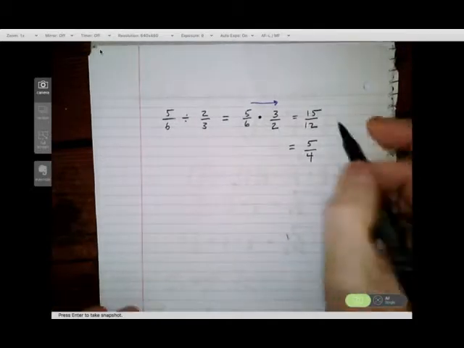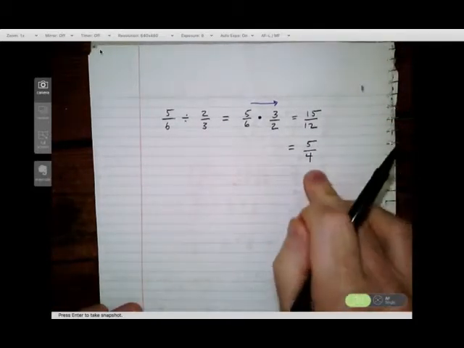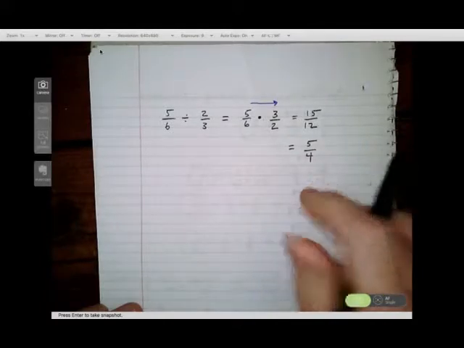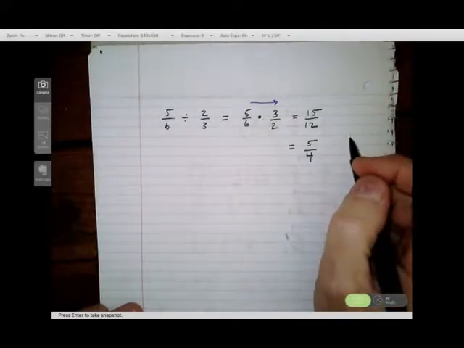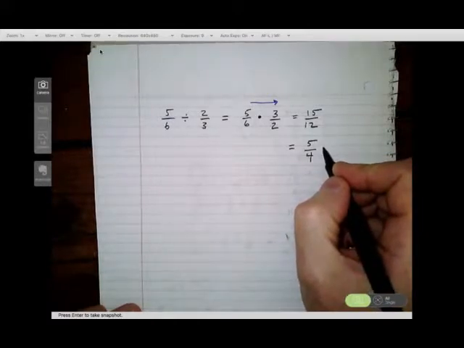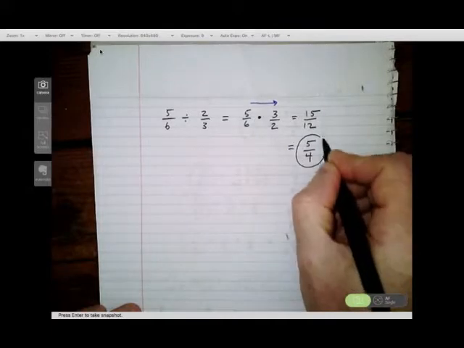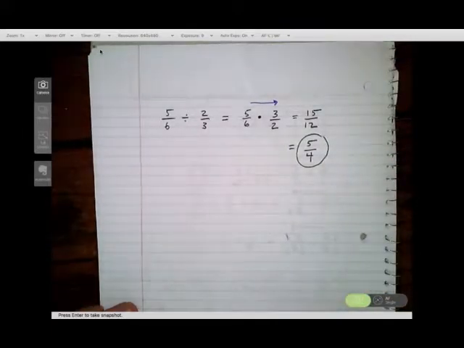And you'll see here we ended up with an improper fraction. That is completely fine. You do not need to change that into a mixed number. In fact, I would prefer it if you didn't. I certainly won't mark it wrong if you do, but what I care about mostly is that it's reduced, and I like improper fractions better. So we're just going to leave it as 5/4. Okay, let's look at one more.